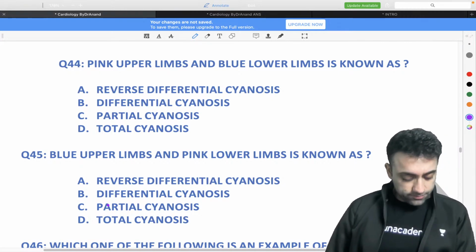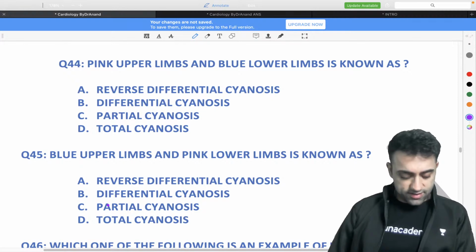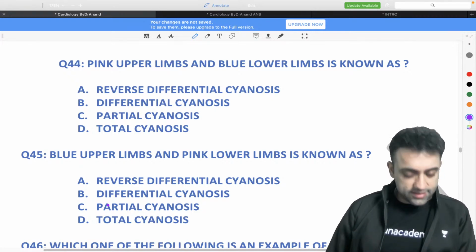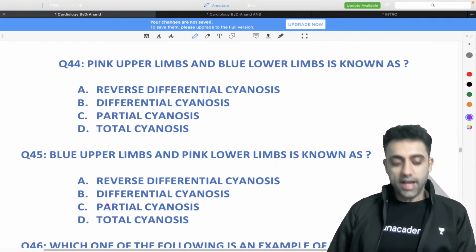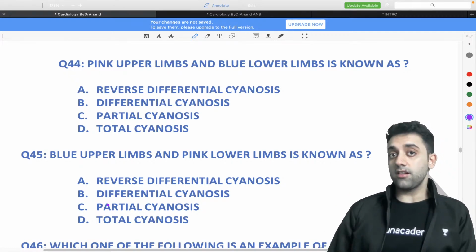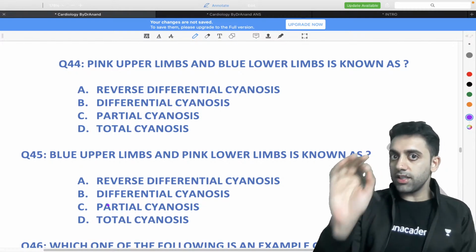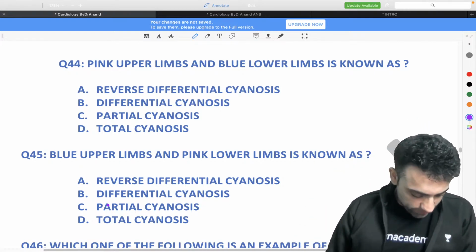Very good. So Staphylococcus says this is known as reverse differential cyanosis, but Savan says it is known as differential cyanosis. Anyone? Which is the best answer? The person who gives the best answer will win the keys of my car. Okay, now tell me the right answer.